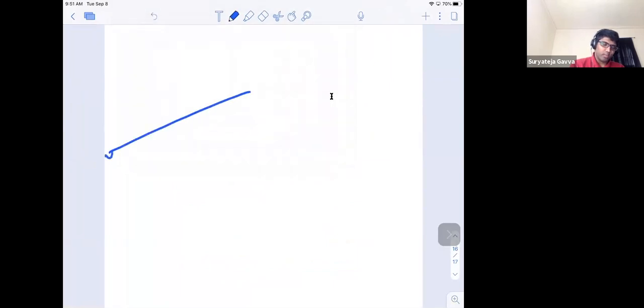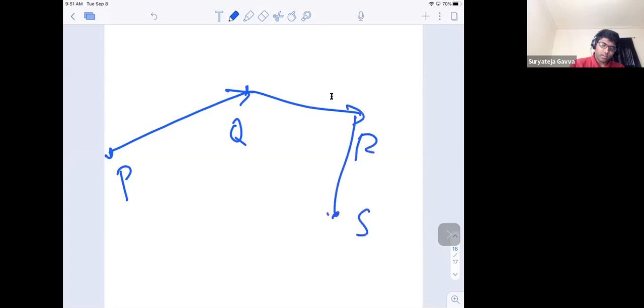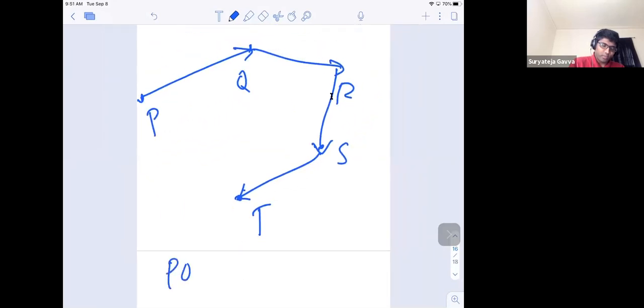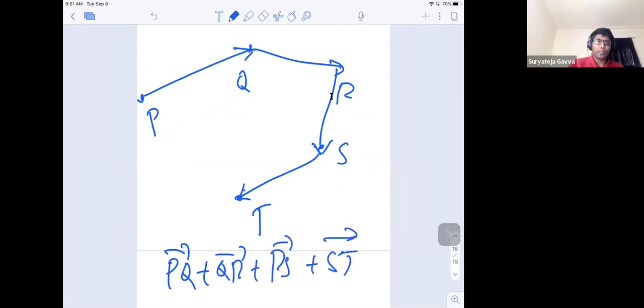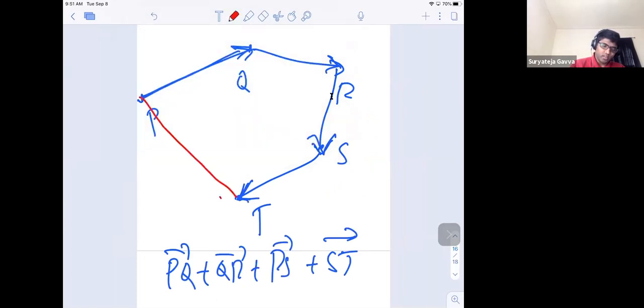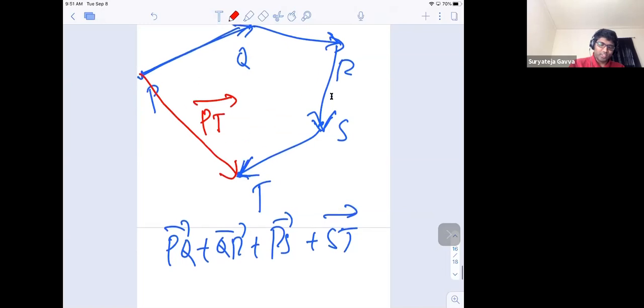Okay, now can you tell me what is PQ plus QR plus RS plus ST here? I want to add this vector plus this vector plus this vector plus this vector. Yeah, it's simple. Geometrically, you just get PT. So that's a PT vector. You close it and you get this PT. So geometrically, it's quite simple.